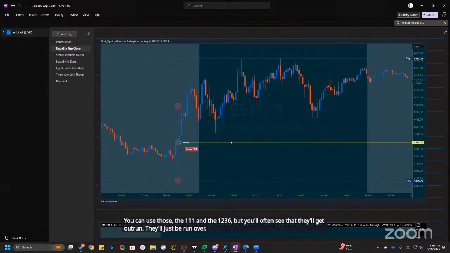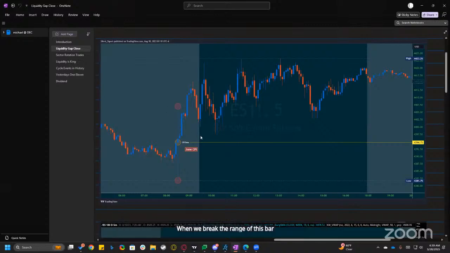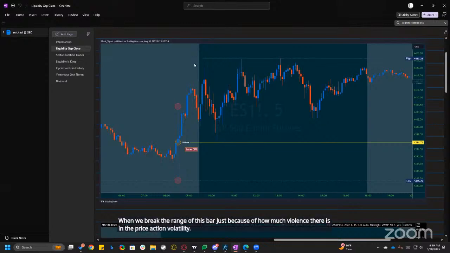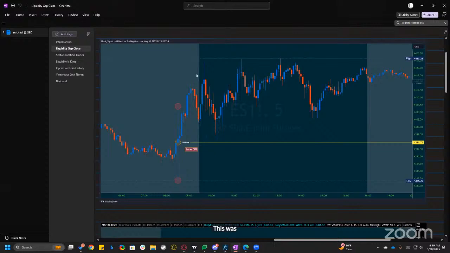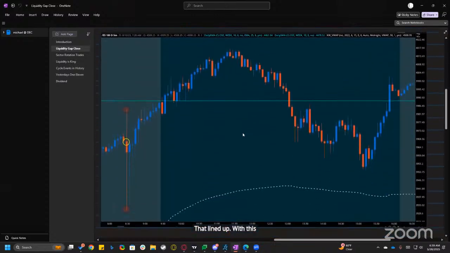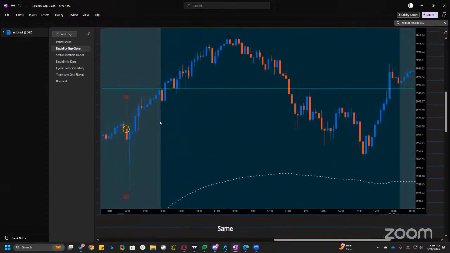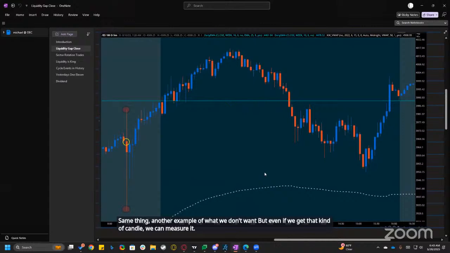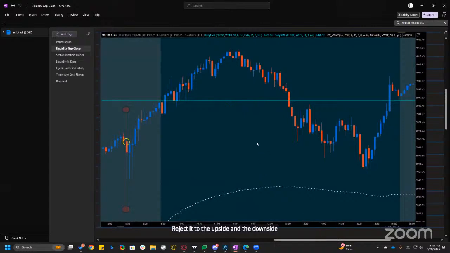When we break the range of this bar, just because of how much violence there is in the price action, volatility. This was not showing the measurement, but if we were to put it on there, that lined up with this top that we had. Same thing, another example of what we don't want. But even if we get that kind of candle, we can measure it, project it to the upside and the downside, see which way we go.